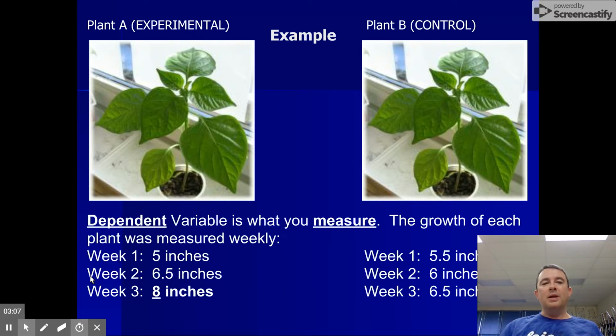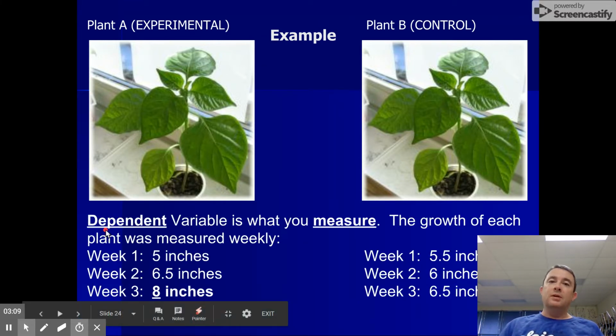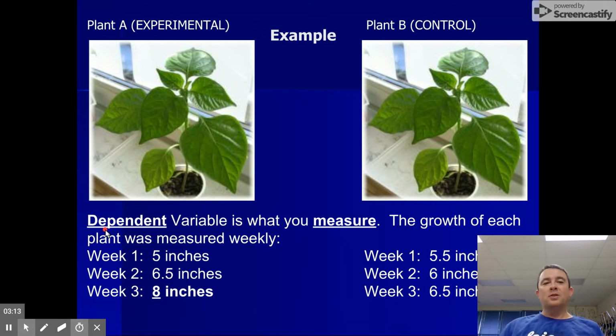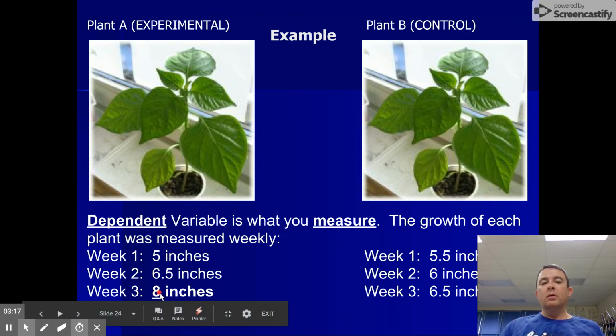Whereas the dependent variable depends on the independent variable. That's why it's called that. In other words, this plant grew more, presumably, because of the Ultra Grow. The increased growth depended upon the Ultra Grow.